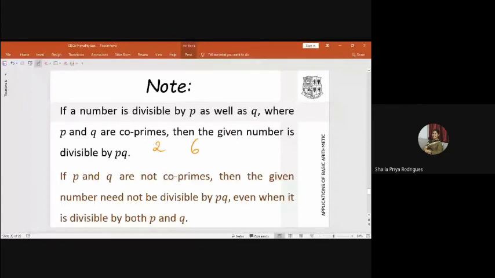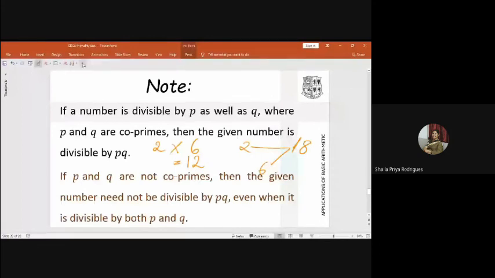You take the number 18. You check if 18 is divisible by the product of 2 and 6. The product of 2 and 6 is 12, so pq is 12, and 18 is not divisible by 12. Even though 18 is divisible by both 2 and 6, it is not divisible by 12 because 2 and 6 are not co-prime. That's what this note is about.